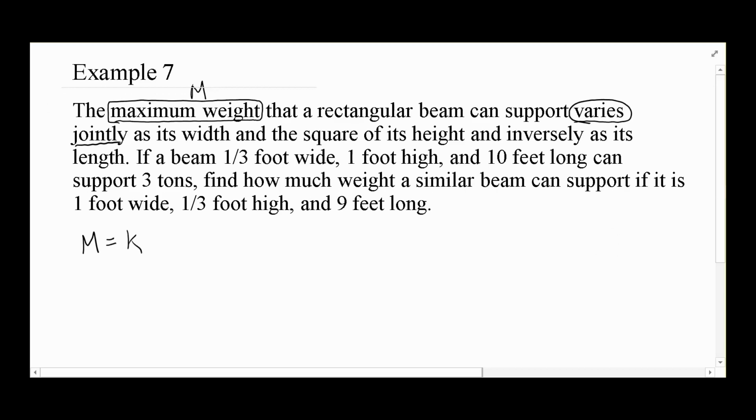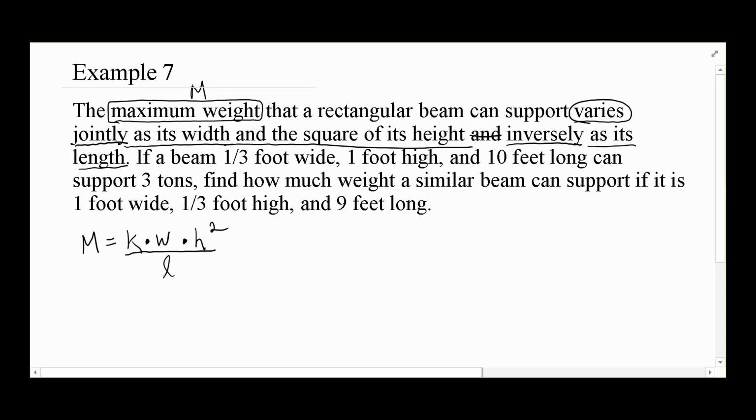Then we get this keyword jointly. Jointly, remember, means multiply by the next two things that come up. The first thing is the width, and the next is the square of the height. Now this word and doesn't mean anything to us. We come across the word inversely, and inversely means divide by whatever comes up next, and what comes up next is the length.